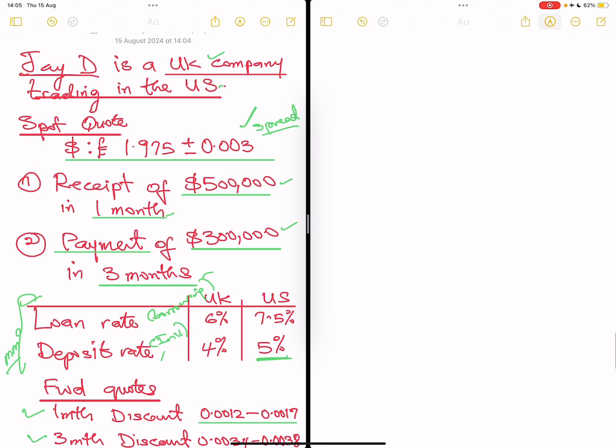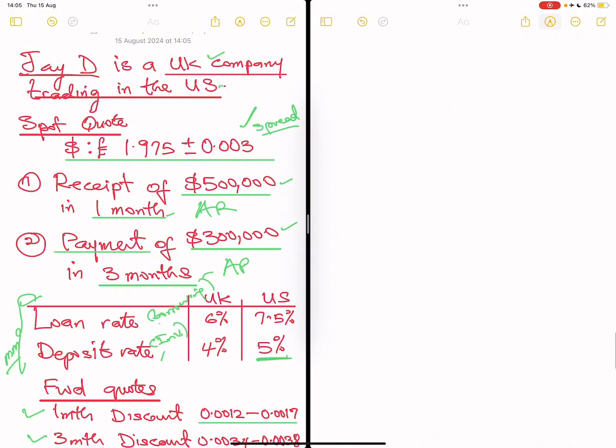Remember, receipt of $500,000 is an account receivable, and payment of $300,000 in 3 months is an account payable in the future. So it's got both asset and liability. Which means he needs to hedge his risk so he can sleep with his eyes closed at night.